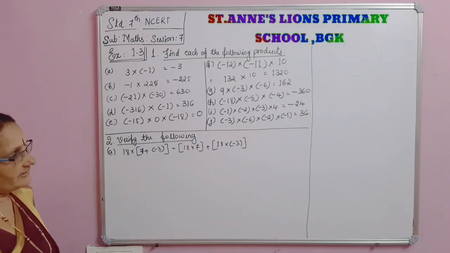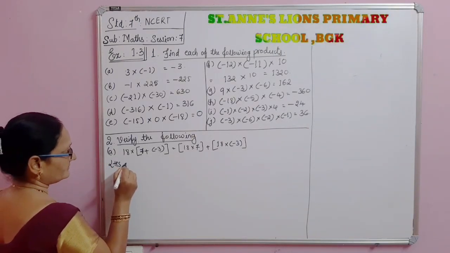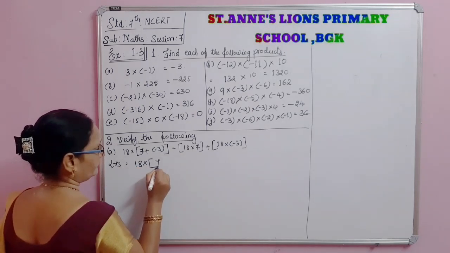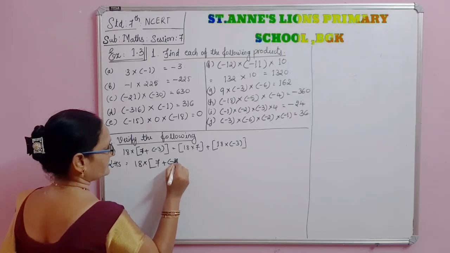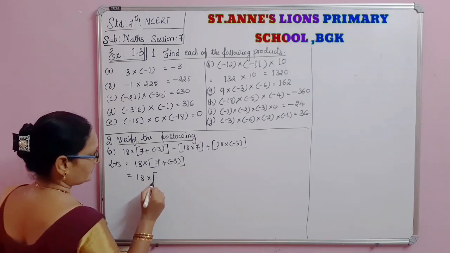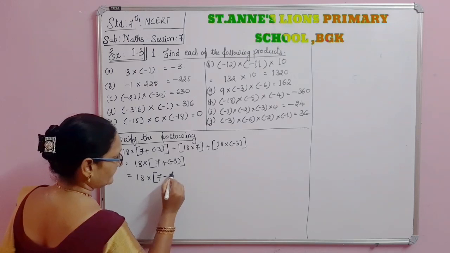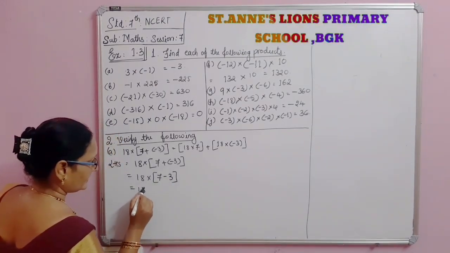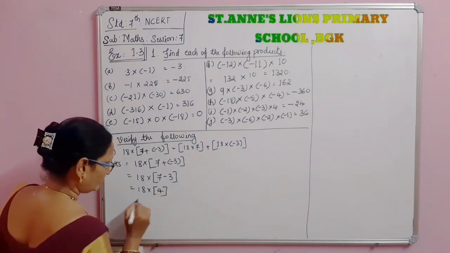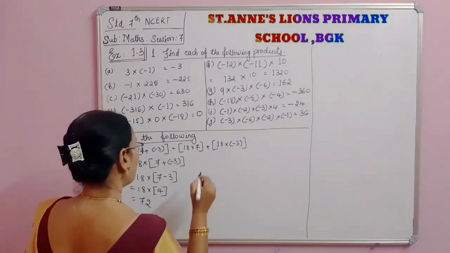Now first we will take the LHS. Which is the LHS here? 7 plus minus 3. Now 18 into, we will remove this bracket first, plus into minus is minus, so minus 3. Next 18 into 7 minus 3 is 4. So 18 4s are 72. The same way we have to get the RHS also.